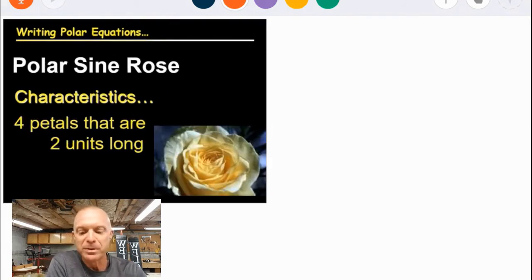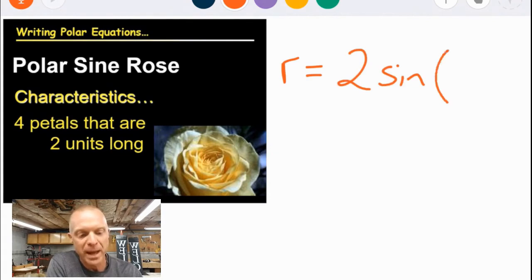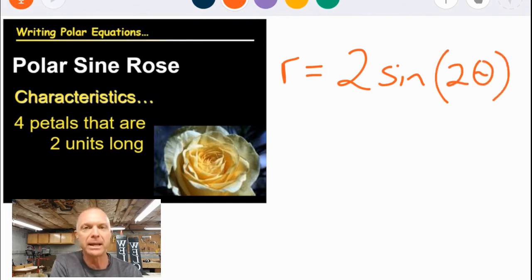Well, how about this rose? What if we want to have 4 petals that are 2 units long? Can you write this one? It's going to be of the form r equals. That's right, we're going to use a 2 because we want it to be 2 units long. And since we want 4 petals, we're going to use a 2 for n. So we have 2 sine of 2 theta.